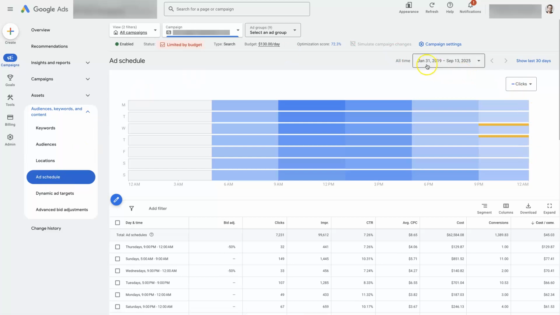Once you're in this place, I prefer to look at the largest time frame possible. The more data you can look at with this ad schedule, usually the more accurate things are going to be. It's the law of large numbers. It's just kind of how statistics works.